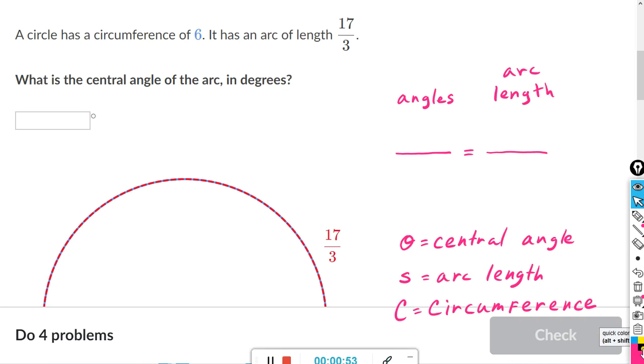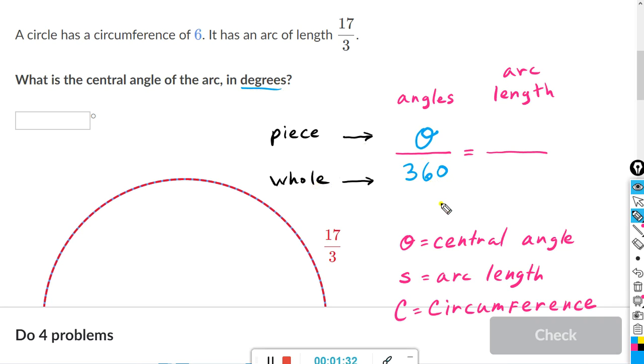All right, so if I were to make a ratio and proportion for the angles and the arc length, let me see here. For the angles, we said the central angle is represented by the Greek letter theta. That's our central angle. And if we measured the central angle all the way around the circle, that would be 360 degrees. Remember, for this one we're dealing with degrees.